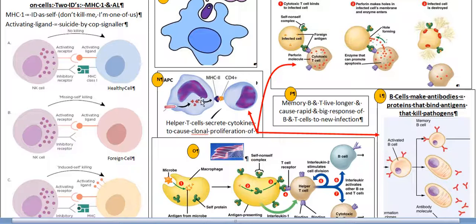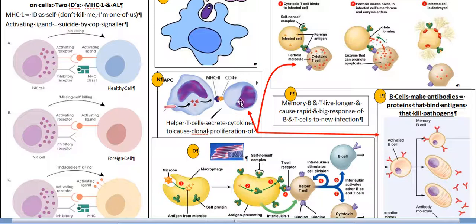It breaks up the pieces here, right? Presents it on a major histocompatibility complex type 2. Remember, these are major histocompatibility complex type 1. Well, on macrophages, they're type 2, a little bit different, but they're really the same thing, right? They're an ID badge, right? And it presents the antigen on there, and when it presents an antigen, it's a corrupt ID. So that tells the helper T cell to get activated, right?